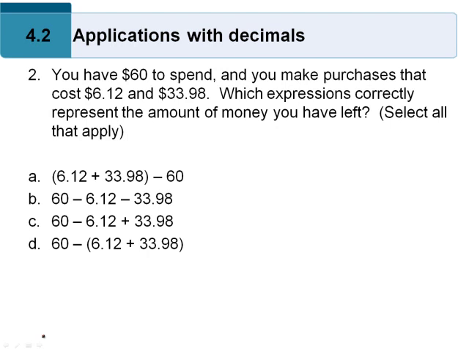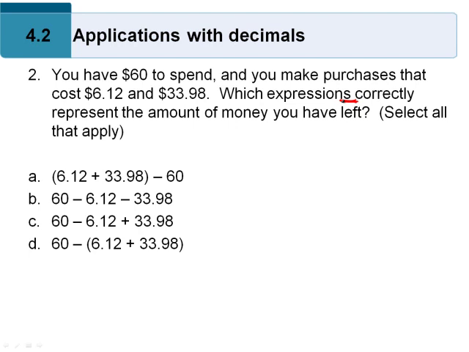All right, number 2. You have $60 to spend and you make purchases that cost $6.12 and $33.98. Which expressions correctly represent the amount of money you have left? Select all that apply. So a lot of times when they say select all that apply, you may have more than one answer, okay? In fact, up here, here's a hint, which expressions, okay? Doesn't mean there will be more than one answer that's correct, but it could be, okay?